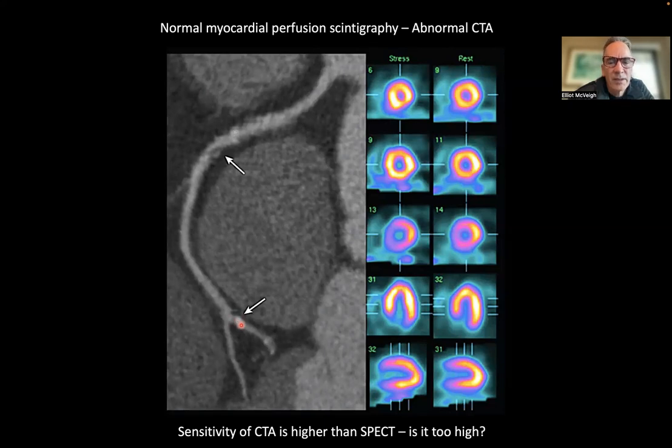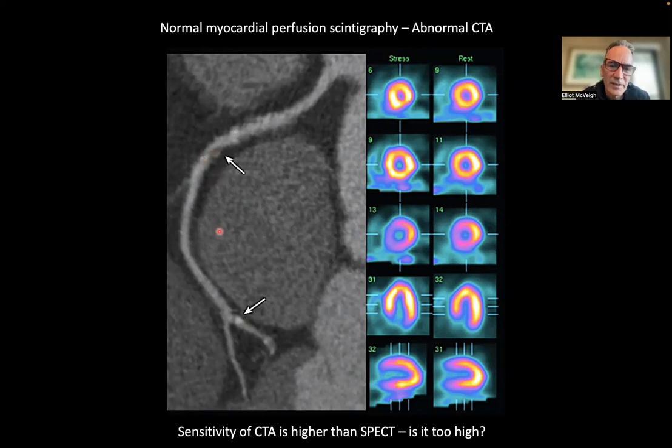So this is clearly a positive scan on CT. This patient has coronary artery disease, and this is the lesion here. On the rest stress nuclear medicine, it does not come up as positive, right? So the big question is, is SPECT sensitivity too low, or is CT sensitivity too high? If you just did this, should you send this patient to the cath lab and have this lesion stented? So this is the big decision point.